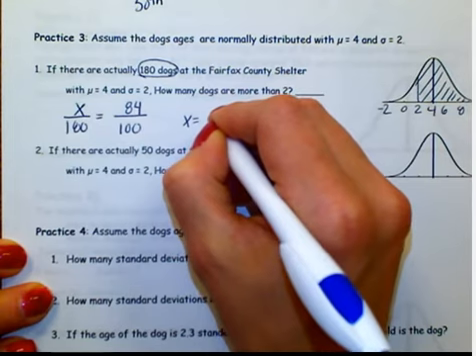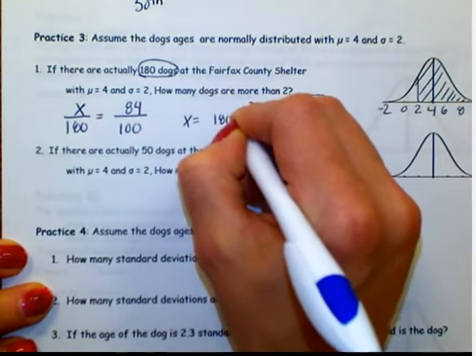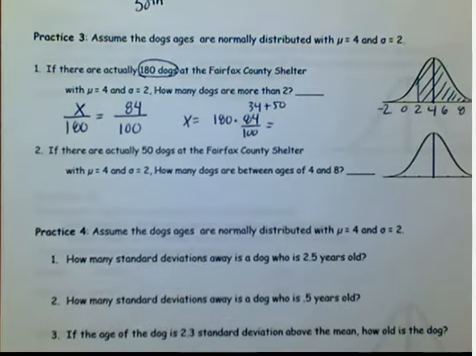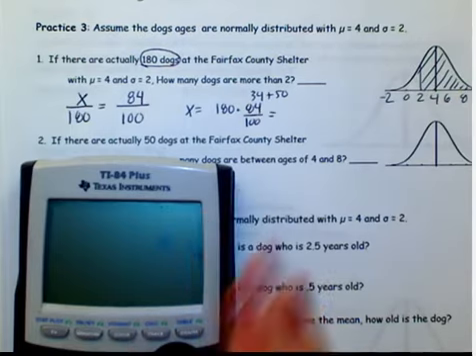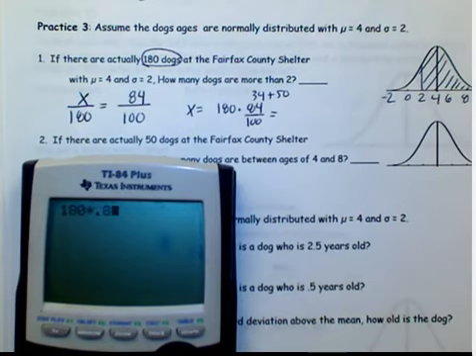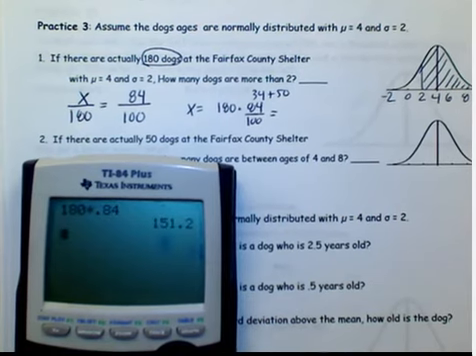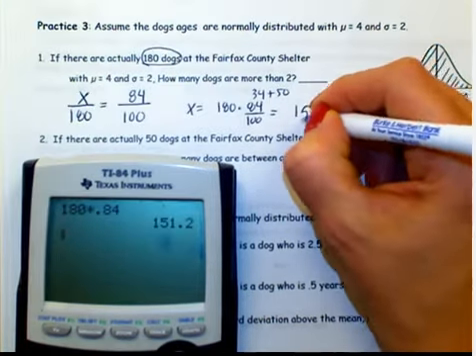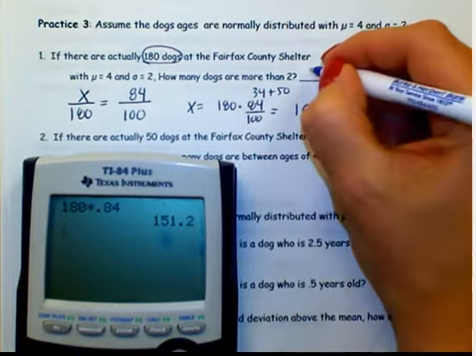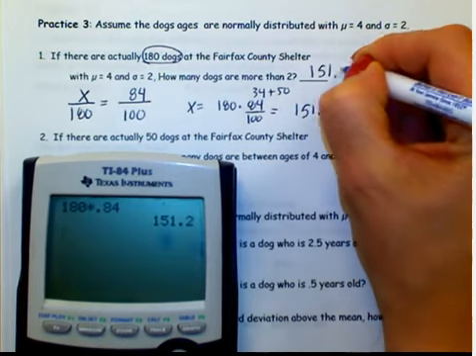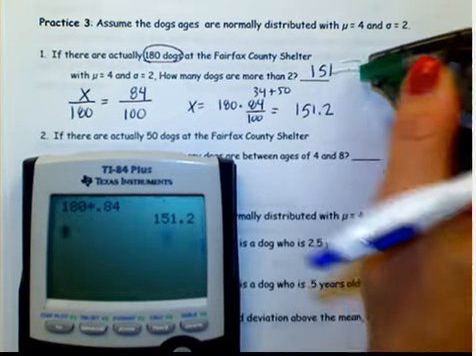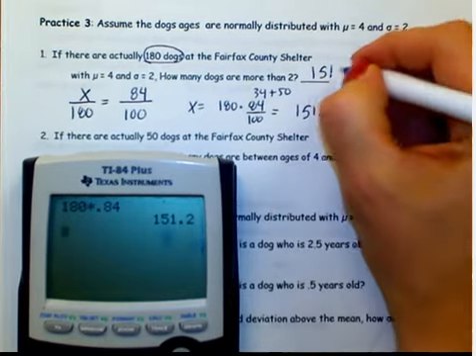X equals 180 times, okay, let's type that in. Okay, so that would be 151.2. So in this particular case, I'm only going to report the whole number of dogs. So 151.2. Oh. 151 dogs.